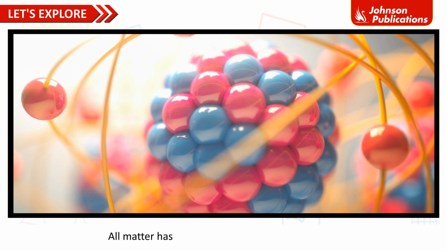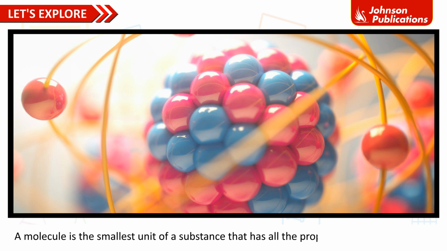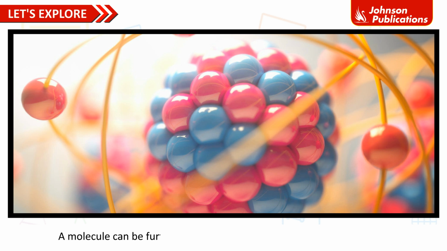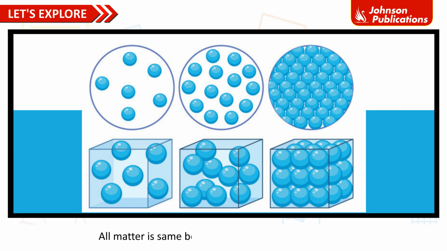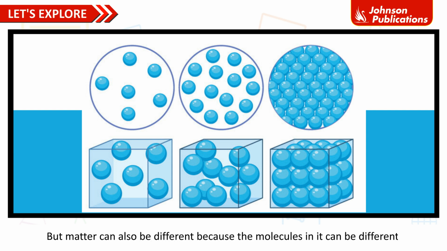All matter has very tiny particles called molecules. A molecule is the smallest unit of a substance that has all the properties of that substance. A molecule can be further broken down into smaller units called atoms. All matter is the same because it is made up of molecules. But matter can also be different because the molecules in it can be different.